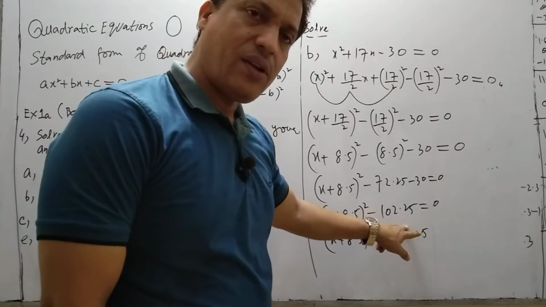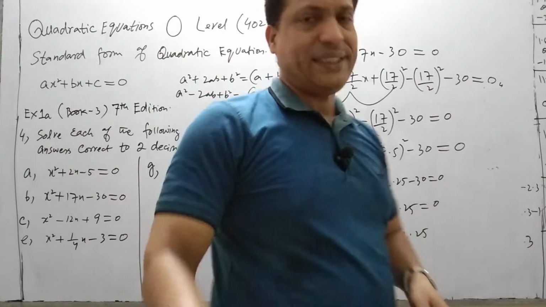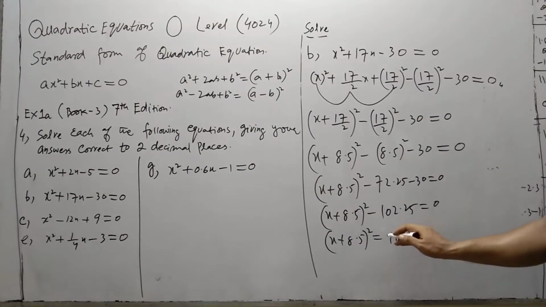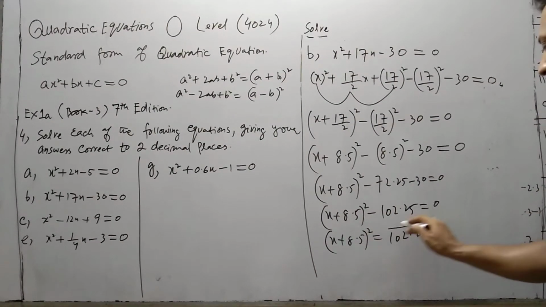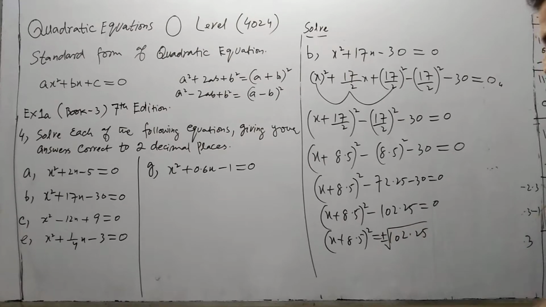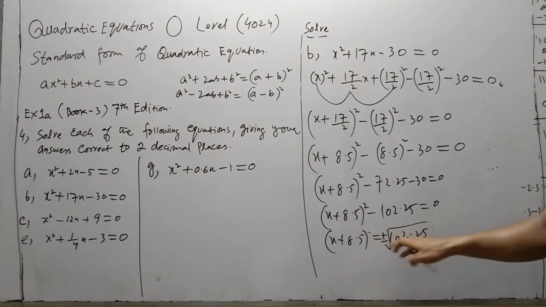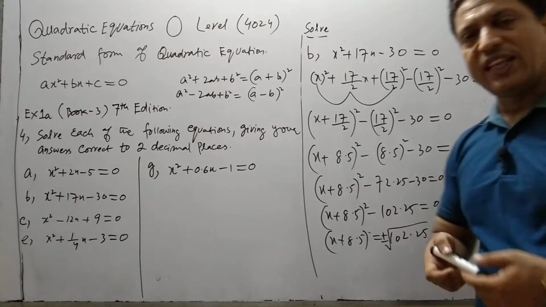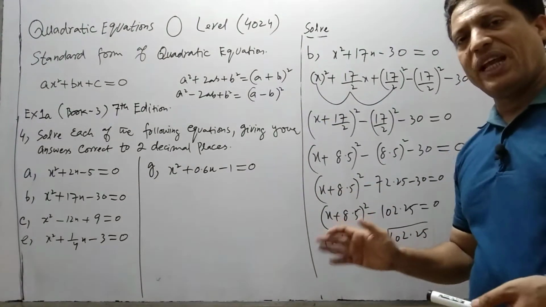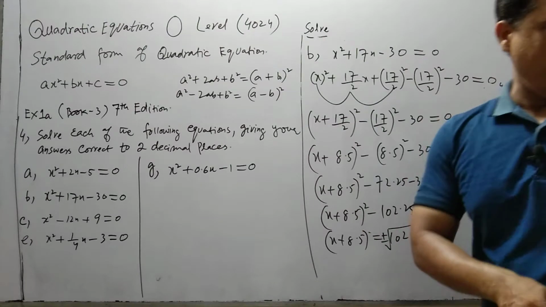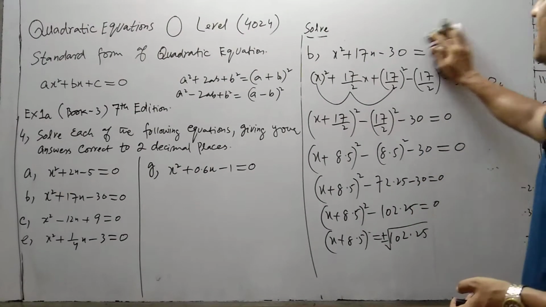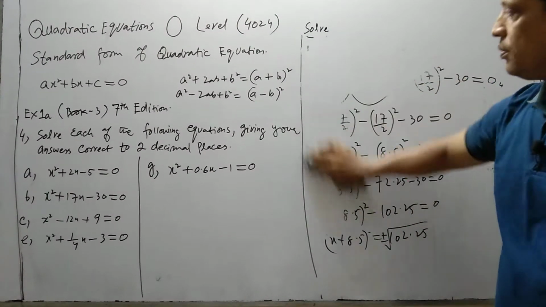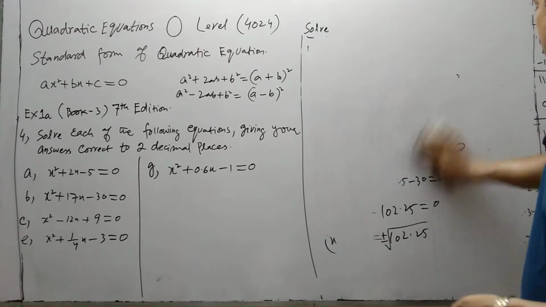Take the square root of both sides. If you remove the square, you will get a square root with a plus-minus sign, and then find x + 8.5. Find the square root of 102.25 with the help of a calculator. One time plus, one time minus, and then solve. I hope you can do it easily. Next question.